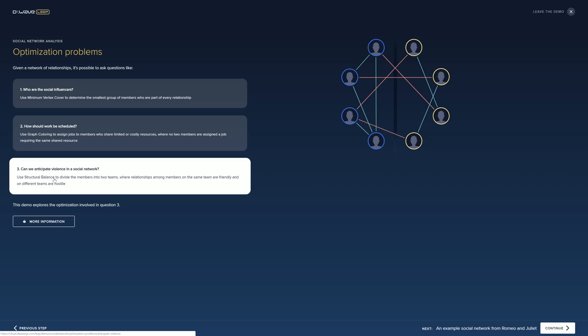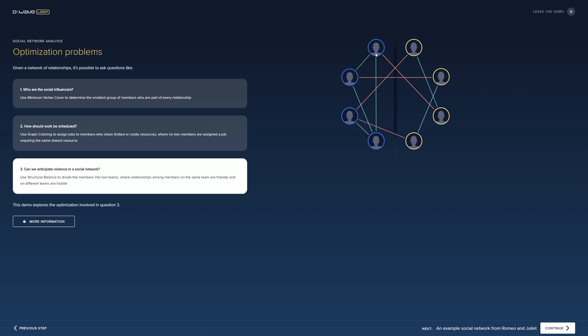Let's see. Use structural balance to divide the members into two teams. Let me read this again. Use structural balance to divide the members into two teams, where relationships among members on the same team are friendly and on different teams are hostile. I would definitely go with the friendly team ones. How about you? Okay, let's say these are the friendly ones, the blue ones, and the yellows are the yellows. Not because, okay, let's not talk about this here because this is a demo about a quantum computer. Okay, this is one team and this is the other team. Okay, divided with that line in the middle.